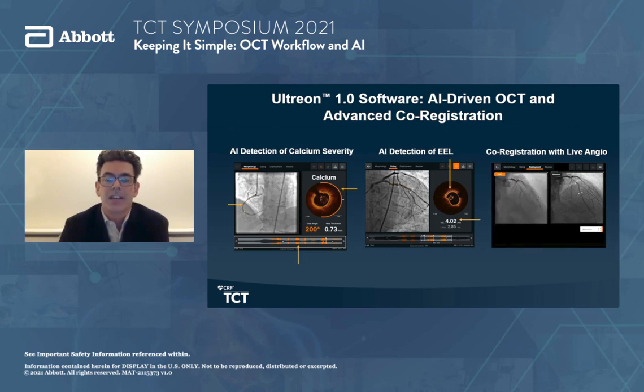And of course, it has been integrated into the co-registration system. I think it was already a very strong system with AptiVue, but the Ultreon system with co-registration and AI in addition, I think, is even more powerful.